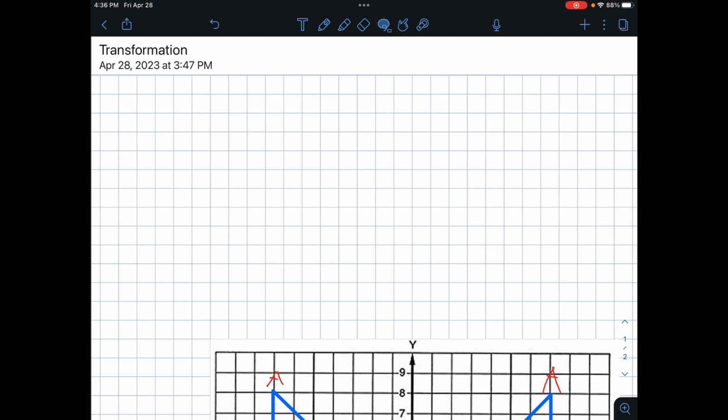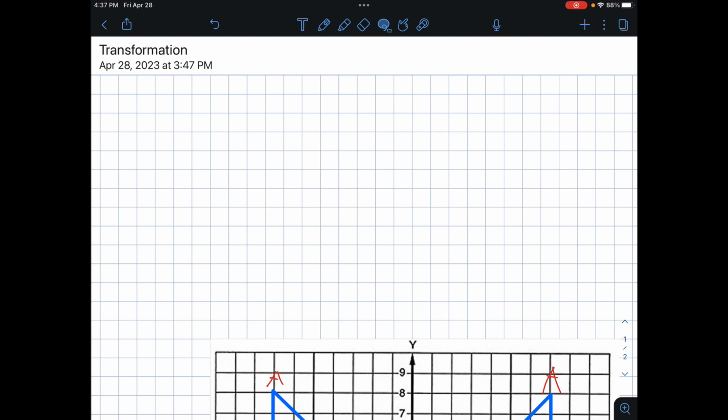Before we start learning about transformations, we need to know what it is. A transformation is a function that maps a figure, also known as a preimage, onto a new figure called the image. A transformation changes the figure's shape, size, and position. Today, we'll be talking about its position, so no shapes, no sizes.